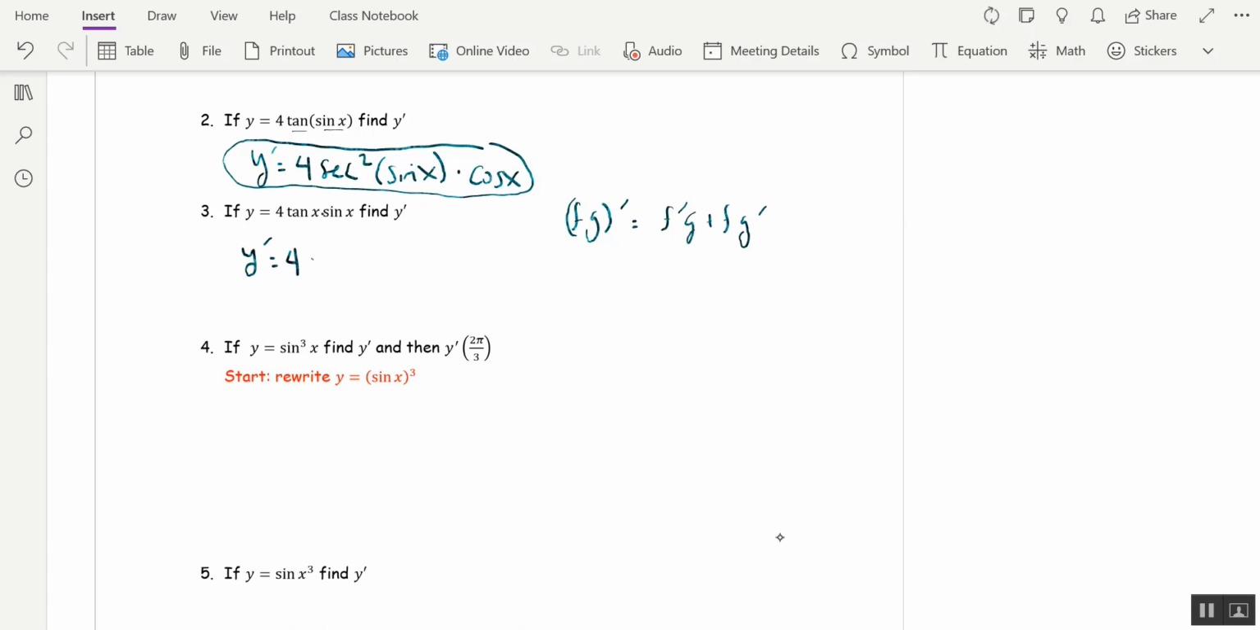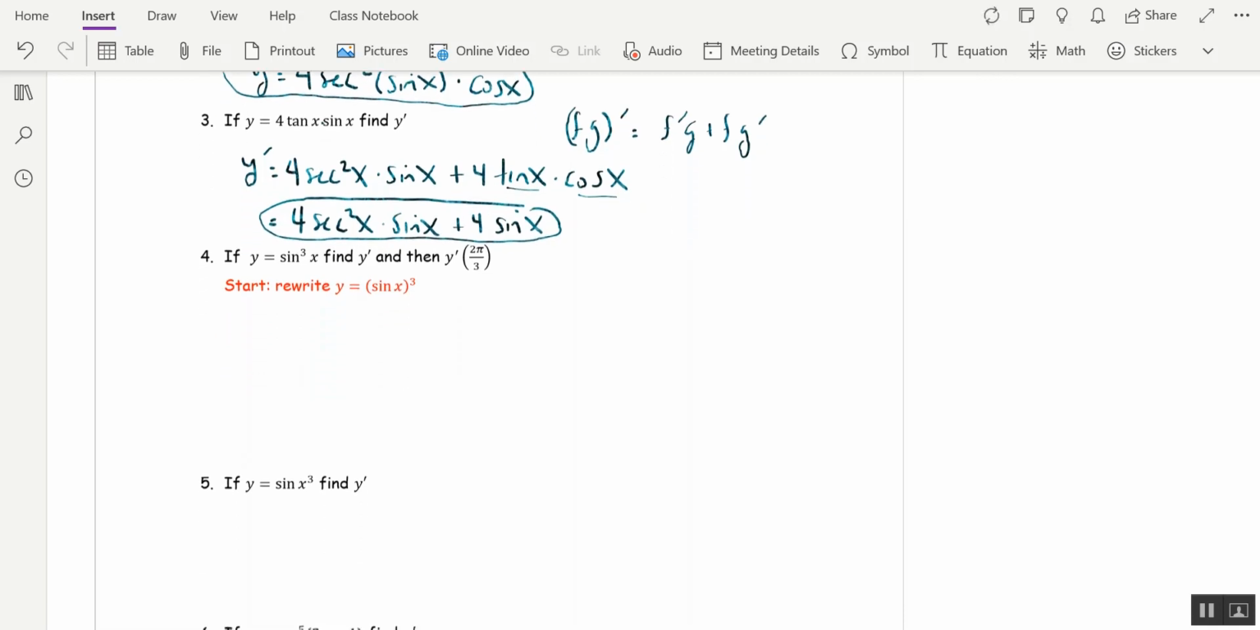The derivative of tangent is secant squared x multiplied by sine x, and then add on 4 tangent x times the derivative of sine x, which is cosine x. All right, and then we can clean that up just a little bit because tangent times cosine is just sine of x. So this is 4 secant squared of x sine of x plus 4 sine of x.